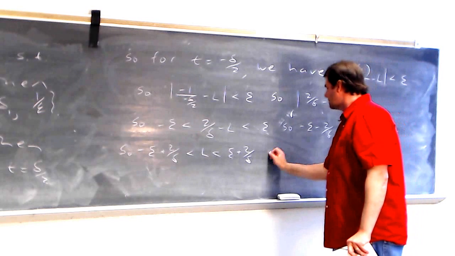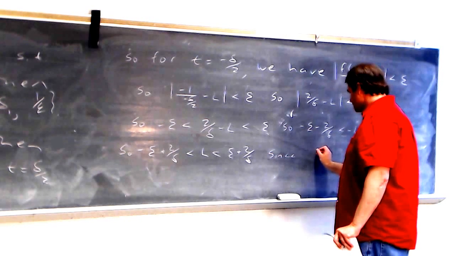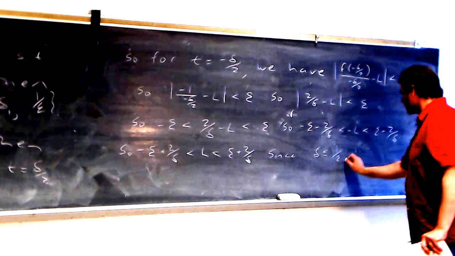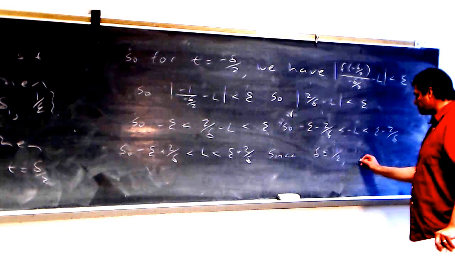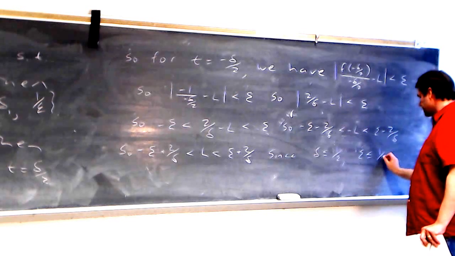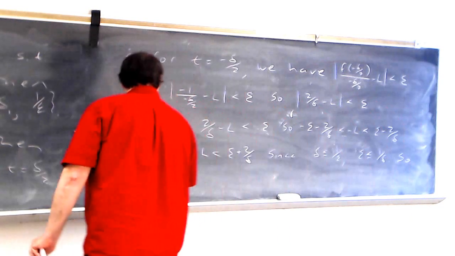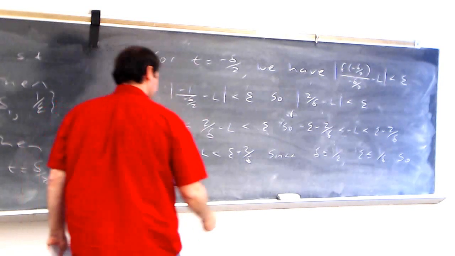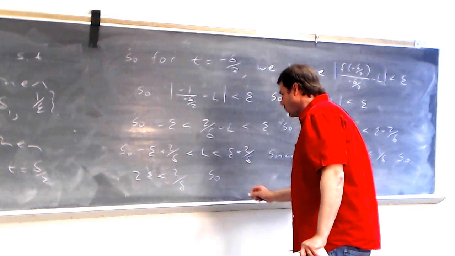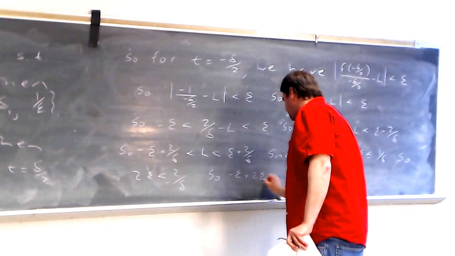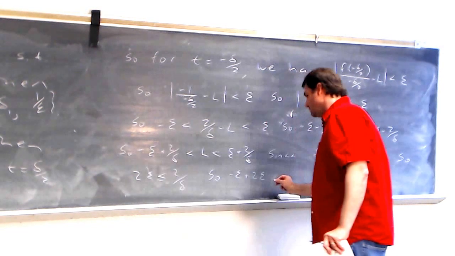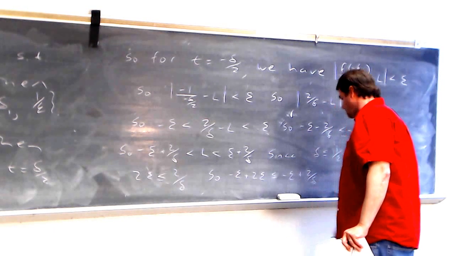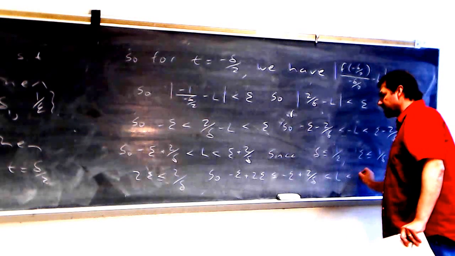Okay. Now, since delta is less than or equal to 1 over epsilon, that says that epsilon is less than or equal to 1 over delta. So that says that 2 epsilon is less than or equal to 2 over delta. So we have minus epsilon plus 2 epsilon is less than or equal to minus epsilon plus 2 over delta. But we know that this quantity is less than L, which is less than epsilon plus 2 over delta.